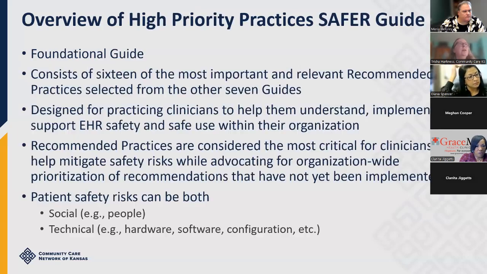So the High Priority Practices SAFER Guide specifically is a foundational guide. It is 16 of the most important and relevant recommended practices selected from the other 7 guides. Like I said, the hospital that I worked with last year when we did these, they actually had to do 9 guides because there were 2 that got combined and they had to do these high priority practices. This year they do 7 because 2 are combined and this high priority practices is a combination. And so they just have to do the 7 because they've already answered all of the high priority practices questions in the specific guides.